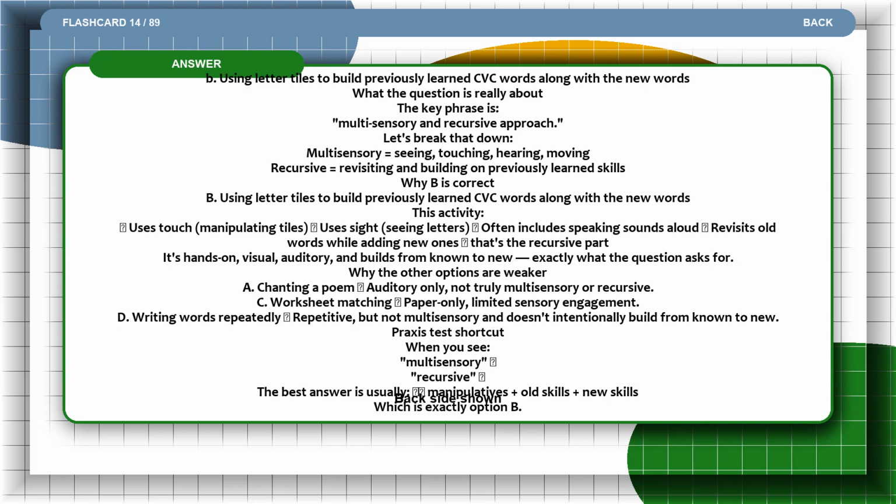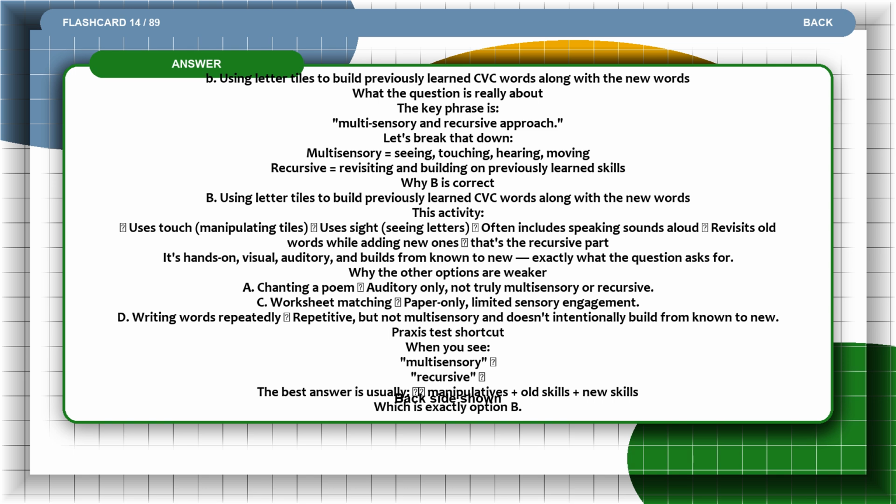The answer is B. Using letter tiles to build previously learned CVC words along with the new words. What the question is really about, the key phrase, is a multisensory and recursive approach. Let's break that down. Multisensory equals seeing, touching, hearing, moving. Recursive equals revisiting and building on previously learned skills.